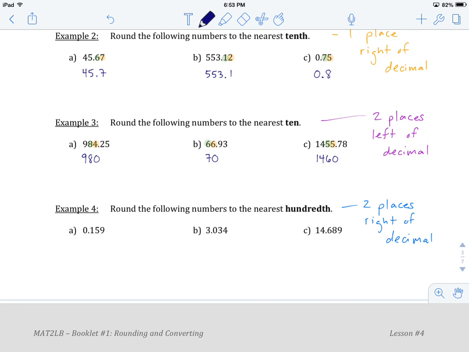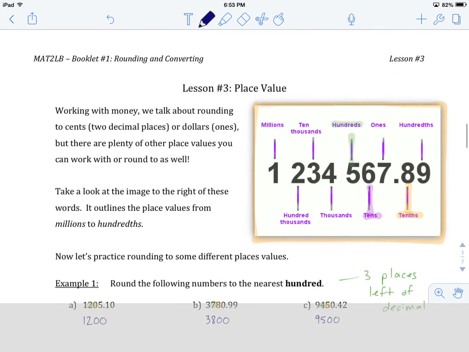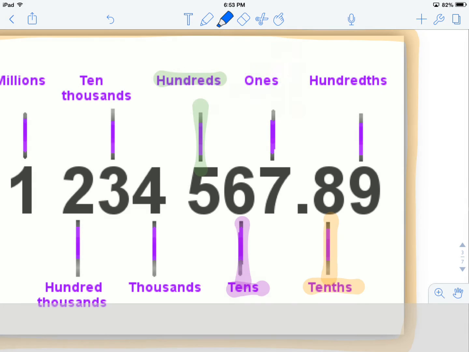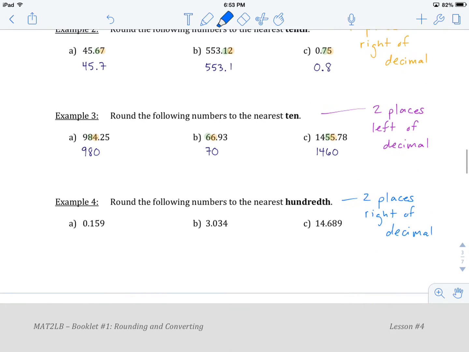Last set of examples, example 4, round to the nearest hundredth. Now, we've done hundredths before. That's cents if we're talking about money, but I'll highlight it anyway. Hundredths, right there, that's 2 decimal places to the right, or 2 place values to the right of the decimal. So let's start in this example, rounding these numbers to the nearest hundredths.